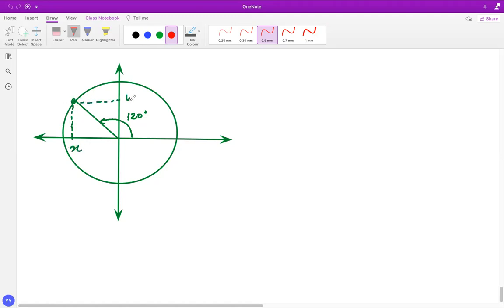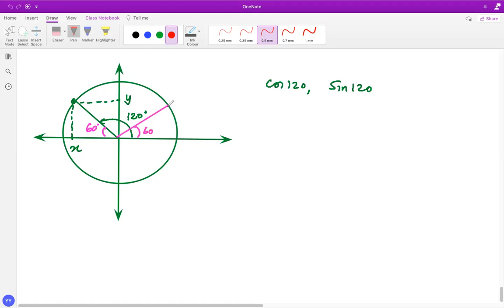So x and y. When you find the x and y coordinate of this point, it's cos 120, as per the rule, and sine 120. So that's the coordinate. But how do we get this without using a calculator? If you look at it, this angle is 60 degrees. And if I pick another angle here, which is also 60 degrees.